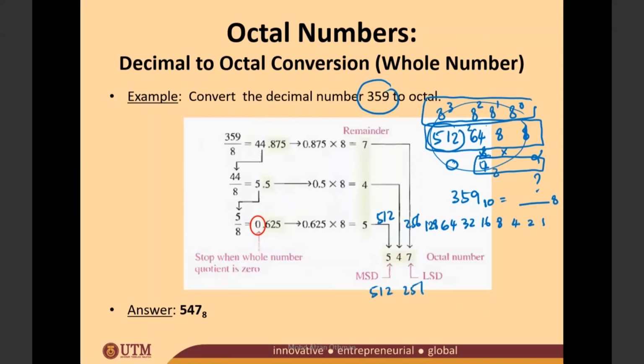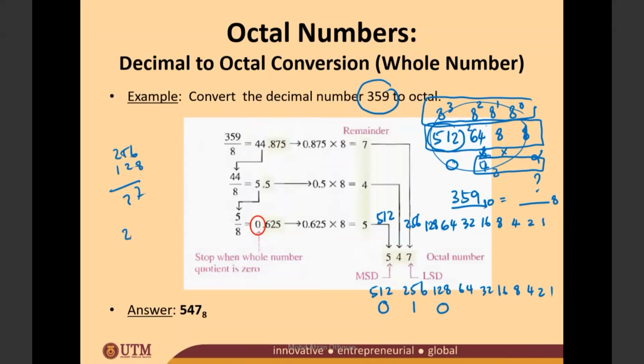Okay, 256, 128, 64, 32, 16, 8, 4, 2, 1. 512 definitely not lah sebabnya kamu nak 359 saja. So, dah out. 256, yang ni perlu. So kalau 256 campur dengan 128, yang ni dah lebih. Sebab yang 37. So, yang ni definitely kamu letak kosong lah.